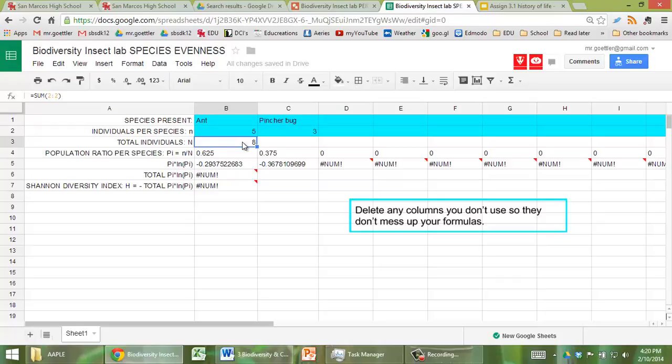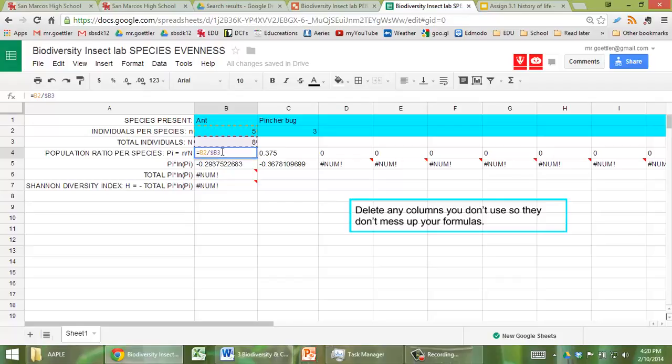This cell right here is summing the entire numbers from row 2. So you can see 5 plus 3 is 8. The next row, population ratio per species. And here's the little equation for it.